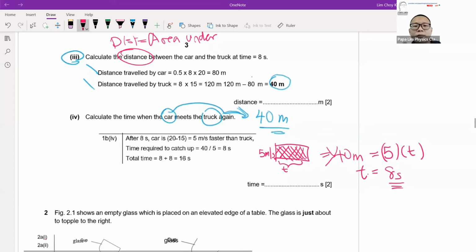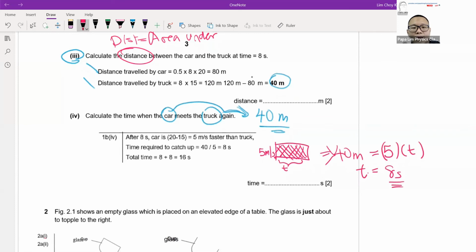So in total, at 8 seconds, I am actually 40 meters away. So I need another 8 seconds to catch up. So the total time I need to catch up will be 16 seconds, to make up for the additional 40 meters. So this total time needed will be 16 seconds for the car to meet up with the truck.